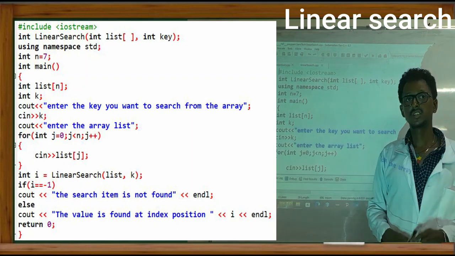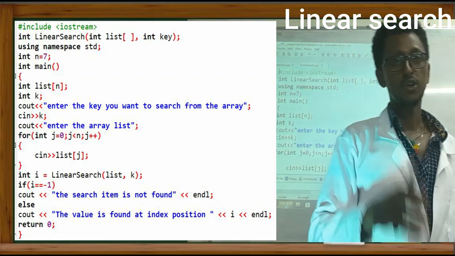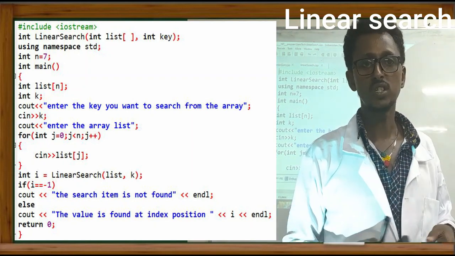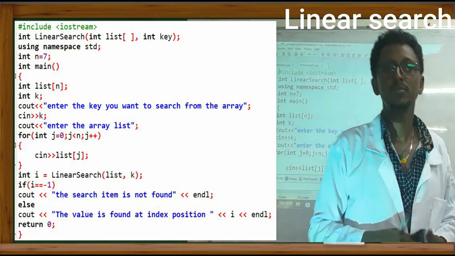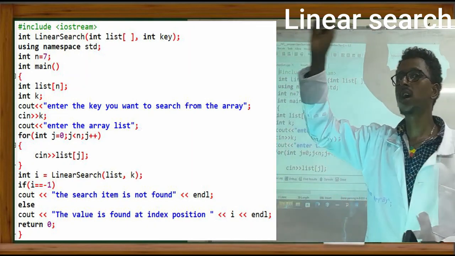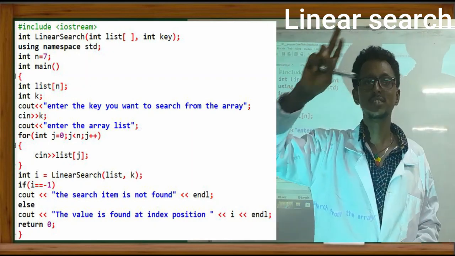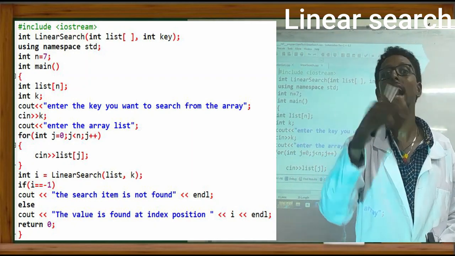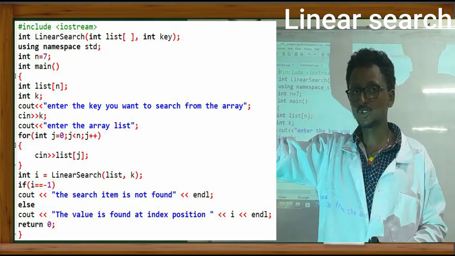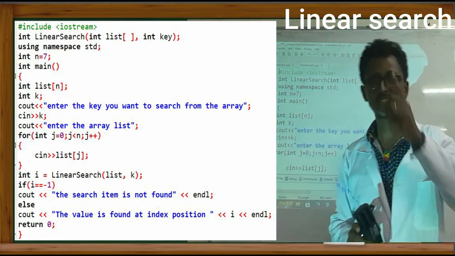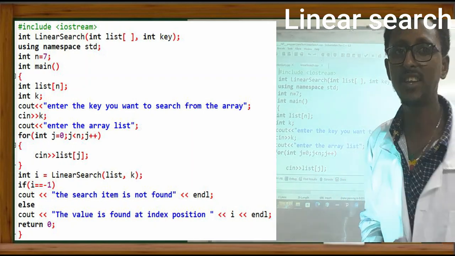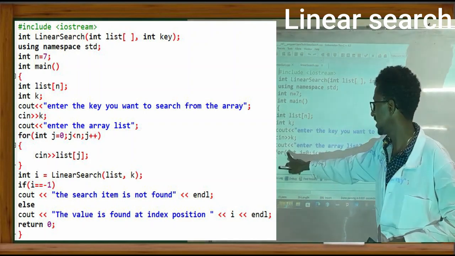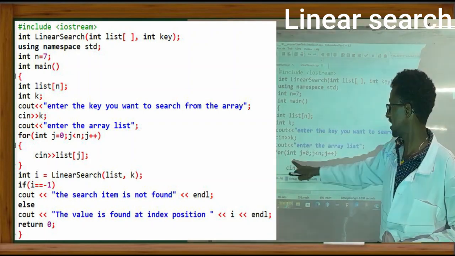Cin k. That means assume you take one integer number, just like in a game: Mr. X, please call one number from 1 up to 10. That means you have 10 candidates that Mr. X can call, so from 0 up to 10. Please call one number. That is the key that we want to find in the array. So please enter that k, cin k. Then enter the array list. After that, enter the array using the for loop.